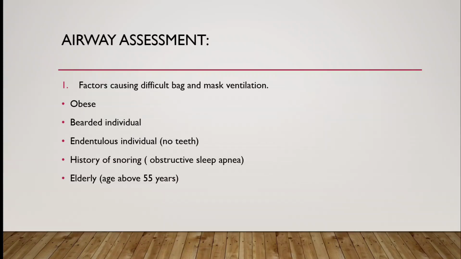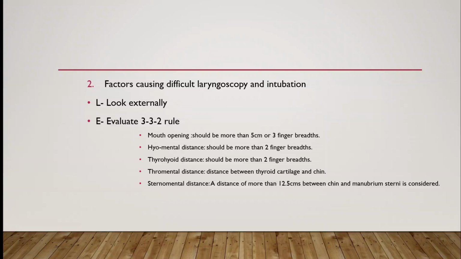Next, we have to check the airway assessment. For that, first, factors causing difficult bag and mask ventilation are obesity, bearded individual, a person with no teeth, history of snoring, elderly, age above 55 years. The second one is factors causing difficult laryngoscopy and intubation. For that, we have to look externally.